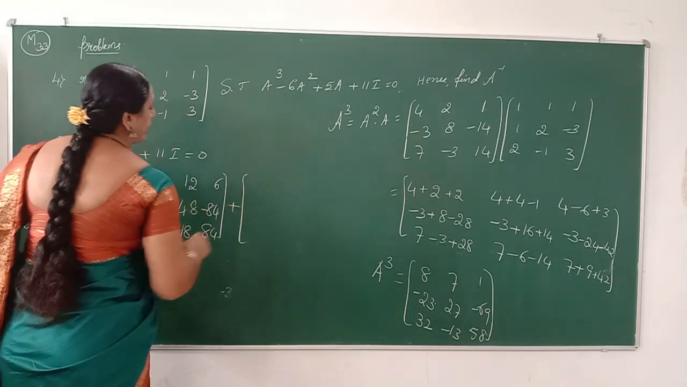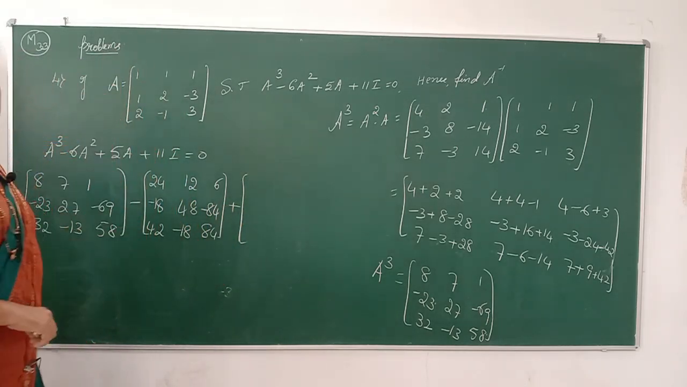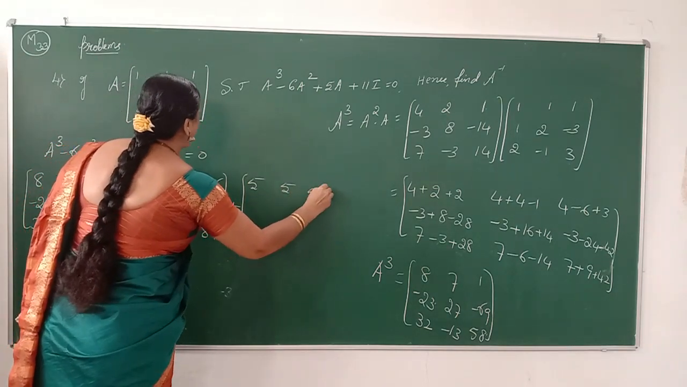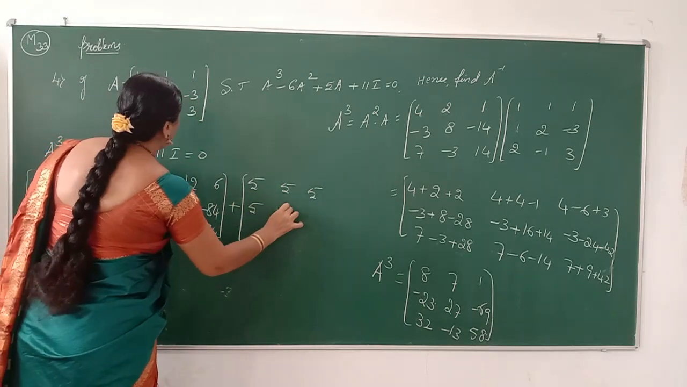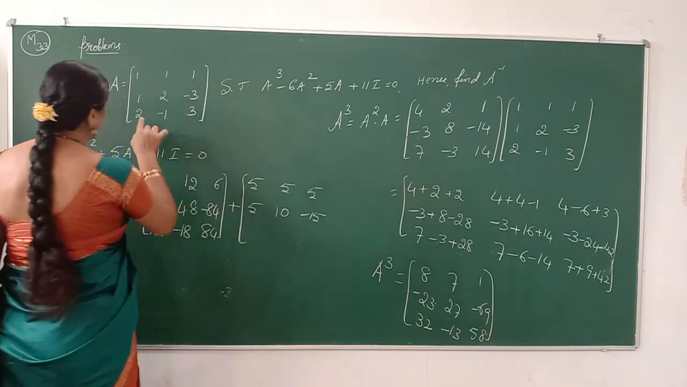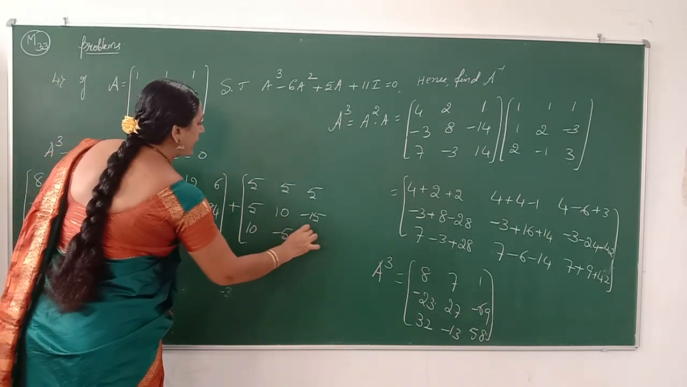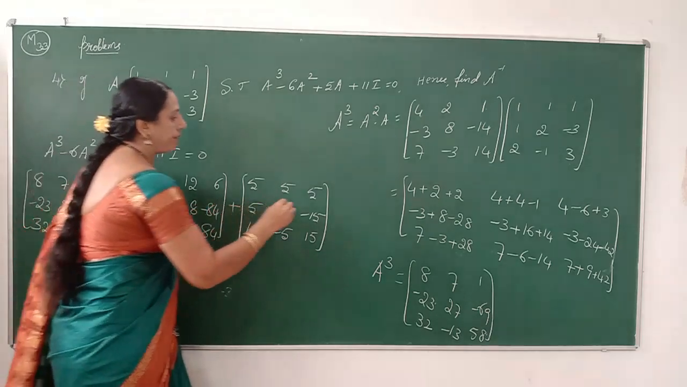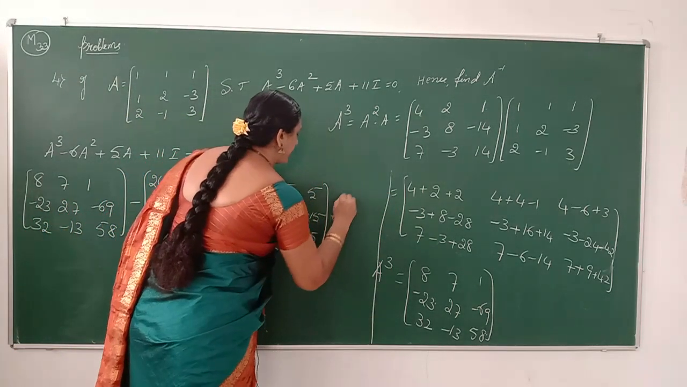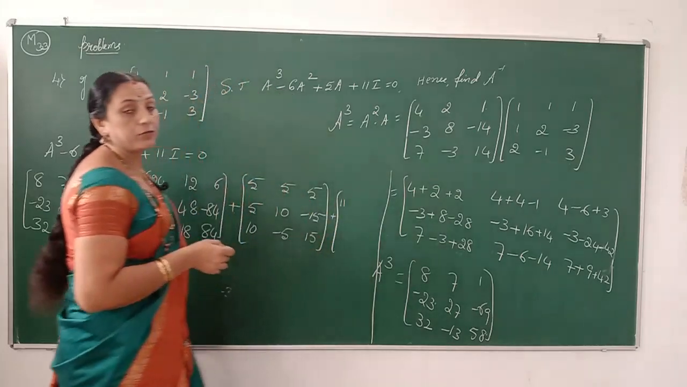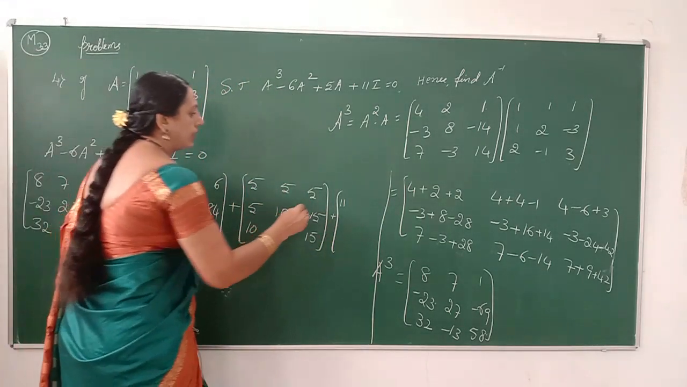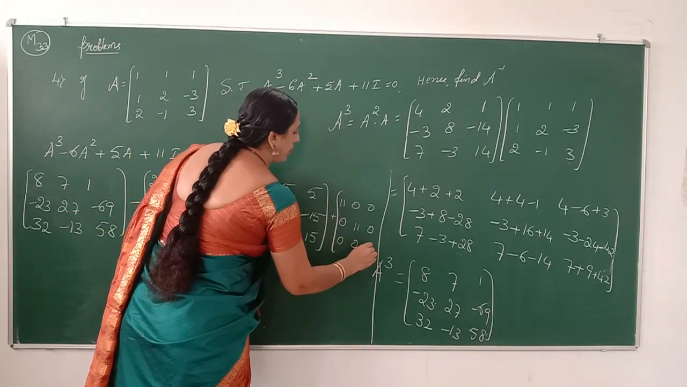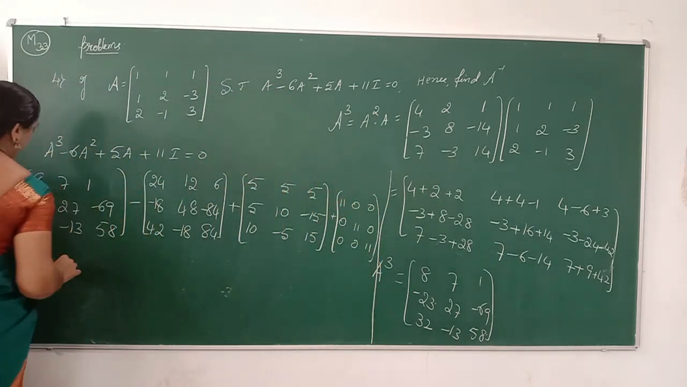Plus 5 into A means all the elements of A are multiplied by 5: 5, 5, 5, 5, 10, minus 15, 10, minus 5, 15. That is 5 into A. Plus 11 into I, where I is an identity matrix of order 3 cross 3: 11, 0, 0, 0, 11, 0, 0, 0, 11. So now we add their corresponding elements.